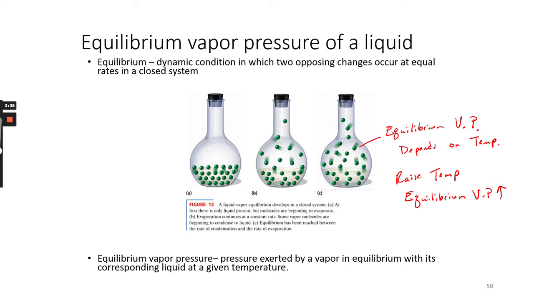So the amount of pressure you have in this container really depends on the amount of gas particles. So your pressure depends on the amount of gas molecules. So that's why when you raise the temperature, you're going to get more of the liquid into the gas phase, so your equilibrium vapor pressure will increase.